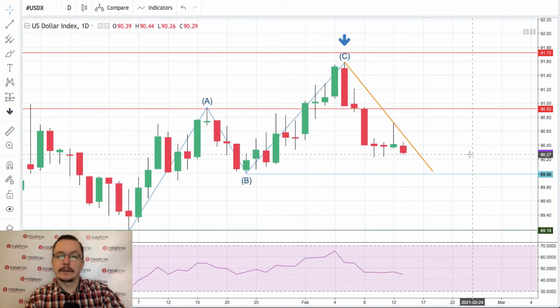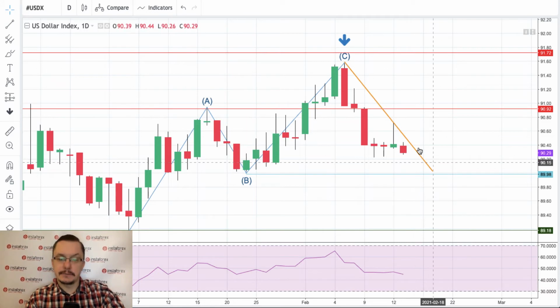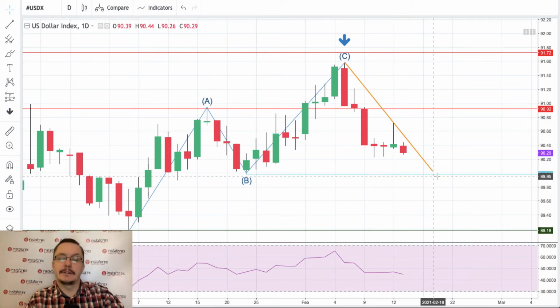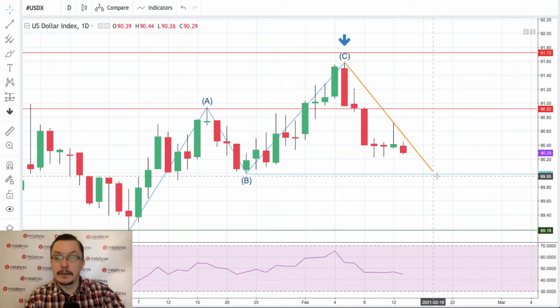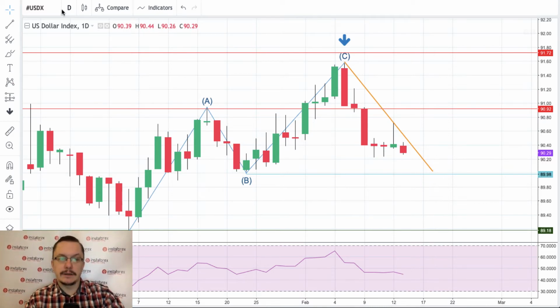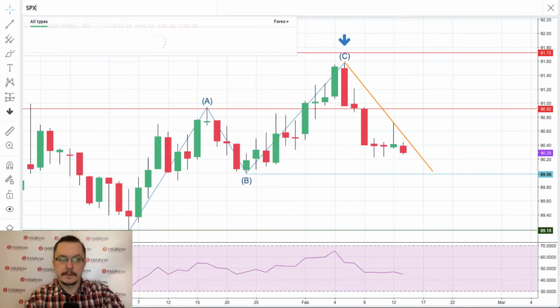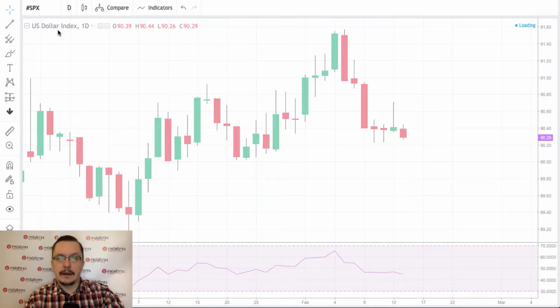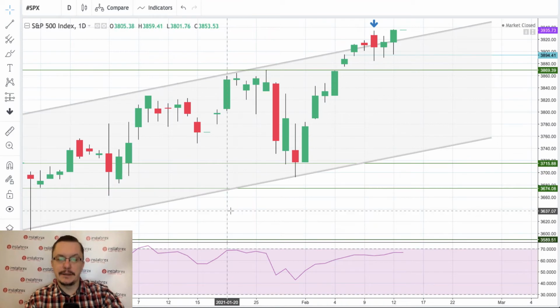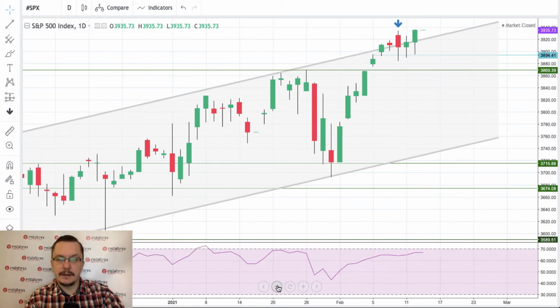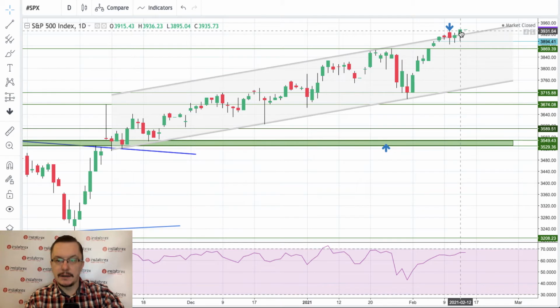It means that if the US dollar is being sold across the board, then some other markets must go up. So what are the other markets that are going up? I guess the first are the equity markets, and as you can see, the SP500 made a new all-time high on Friday, and the level of 3,936 on the SPX index has been made.